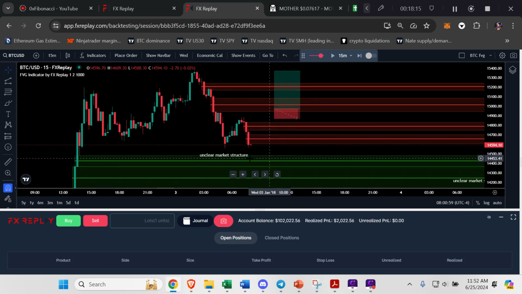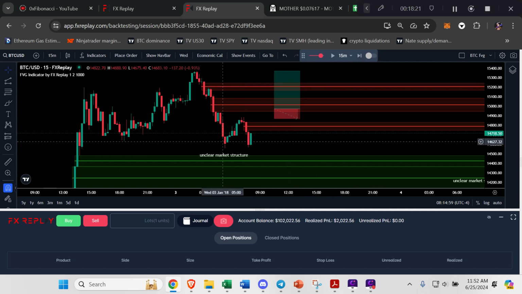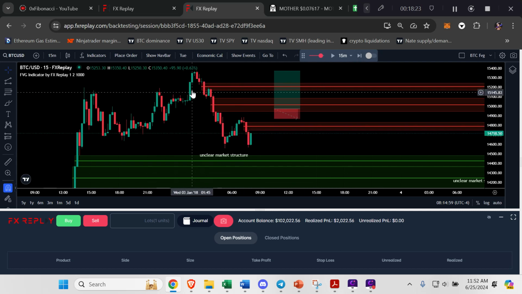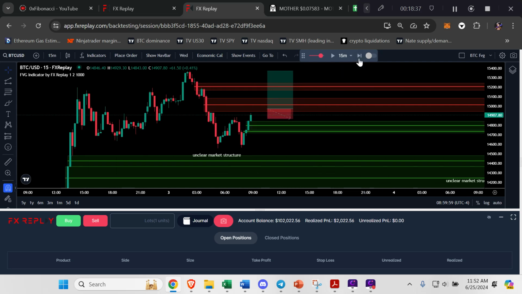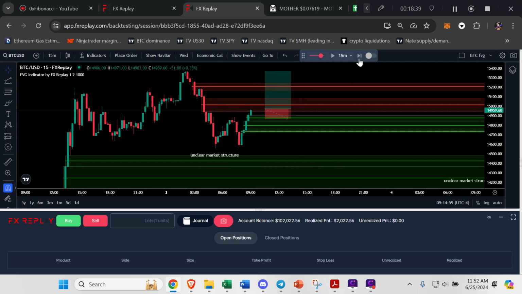And I think I had mentioned here, we have unclear market structure. Let's do one more candle. Yes. So like I mentioned before, we want to see a nice series of, in this example, lower lows, lower highs, but we have a higher low here. So it's not really clear. I'm not going to trade off this fair value gap because there's an unclear market structure. But let's see. So now we have a kind of change in market structure. We have a higher low and a higher high.